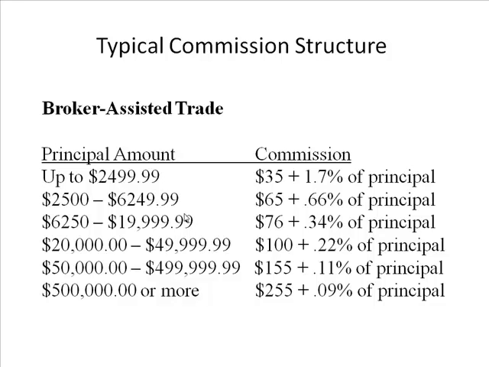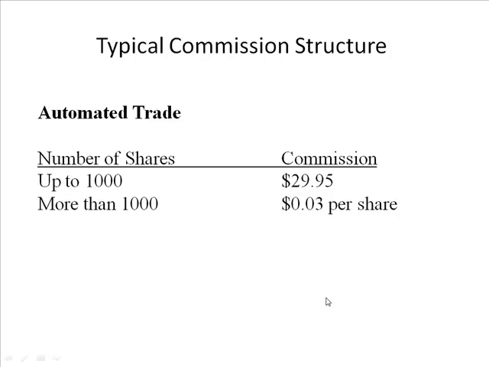Here is an example of a broker-assisted trade. Notice that the commission is based on the principal amount, and then there's also a percentage charge of the principal. In an automated trade, you might just have a flat commission for shares up to 1,000, and then more than 1,000 shares would charge a per share fee.